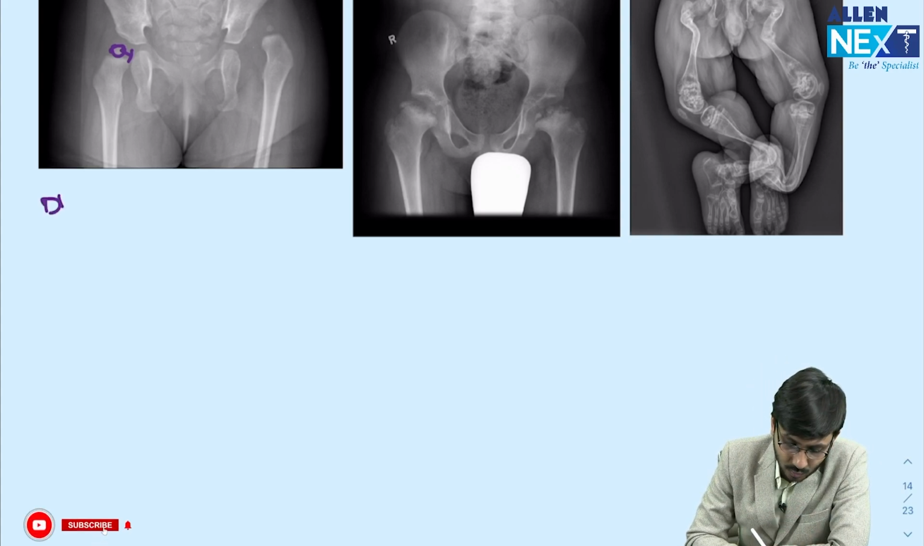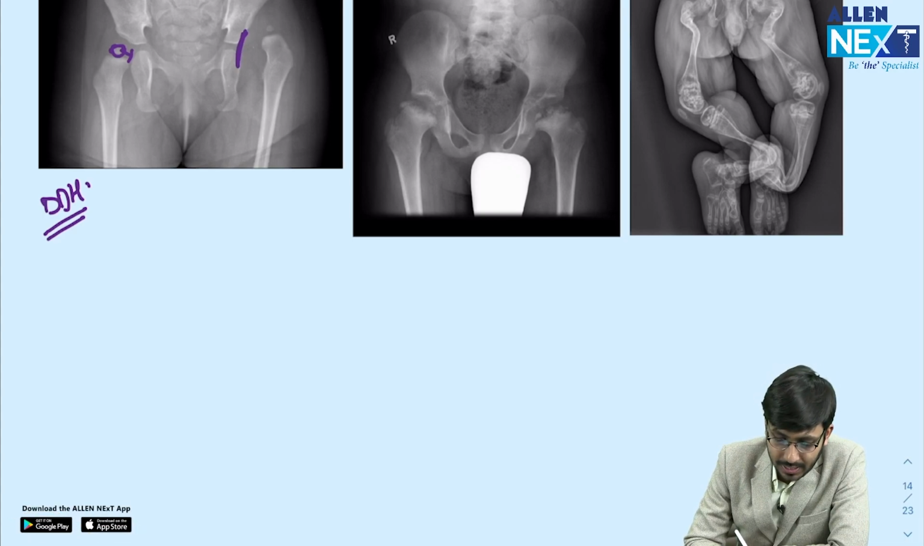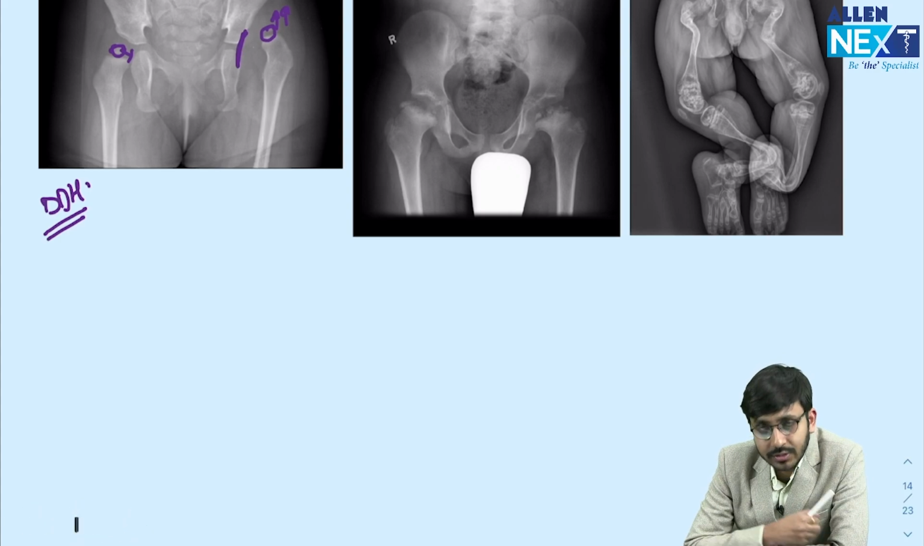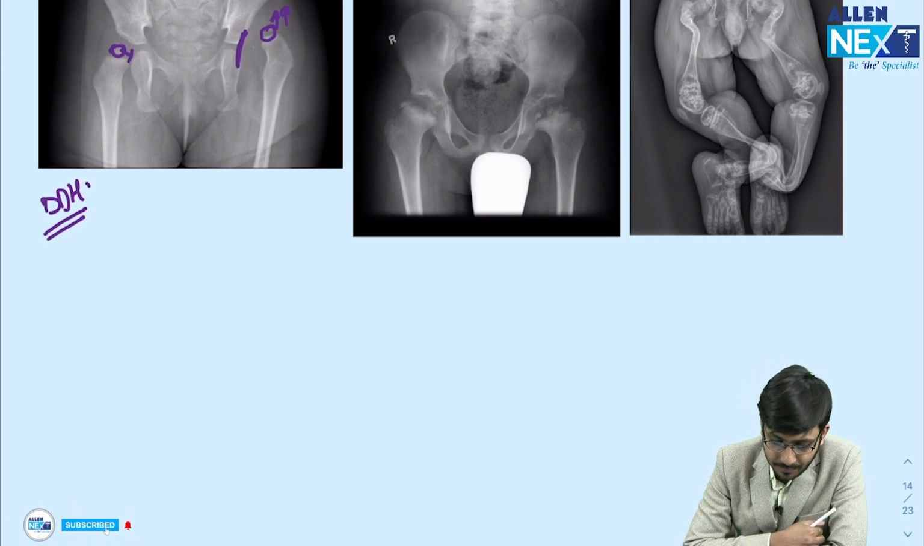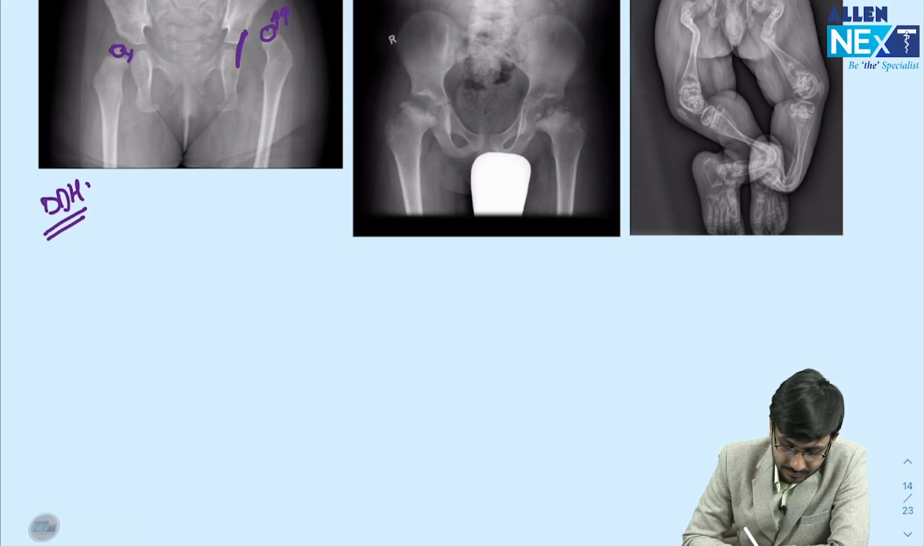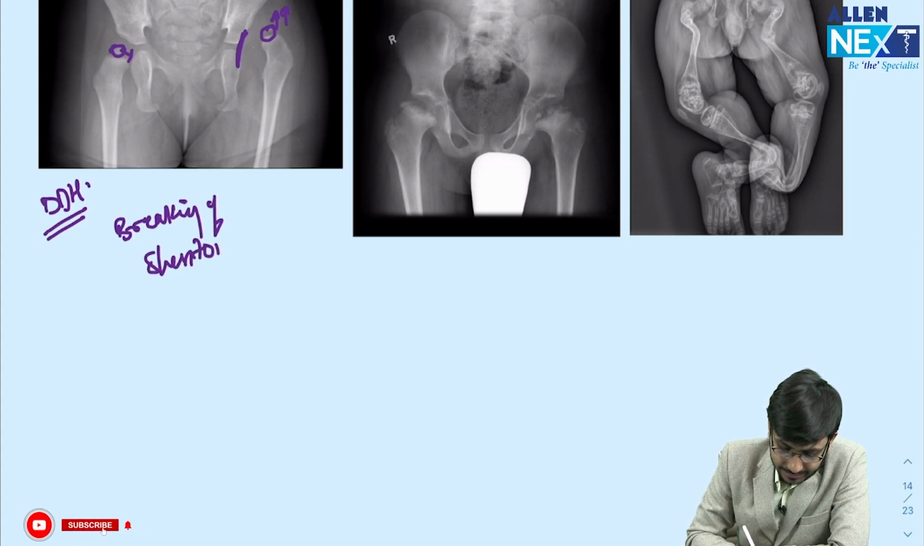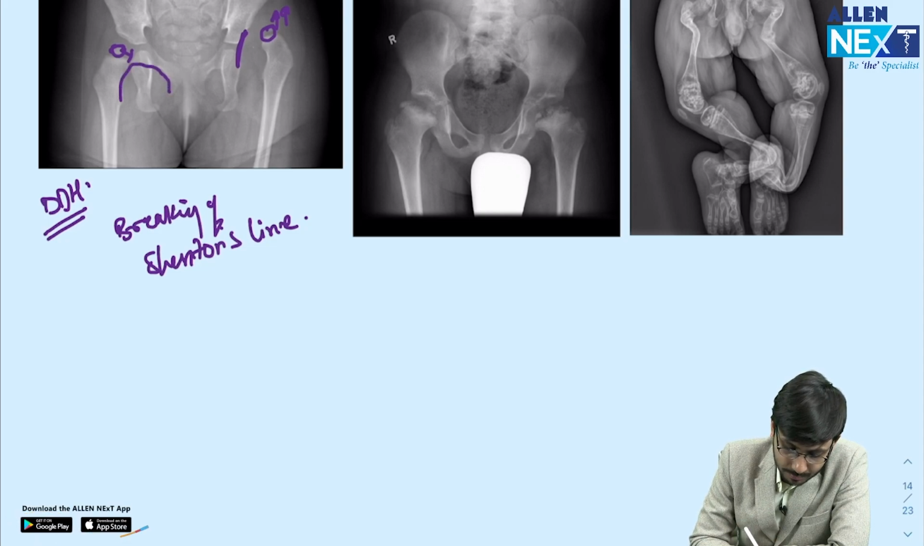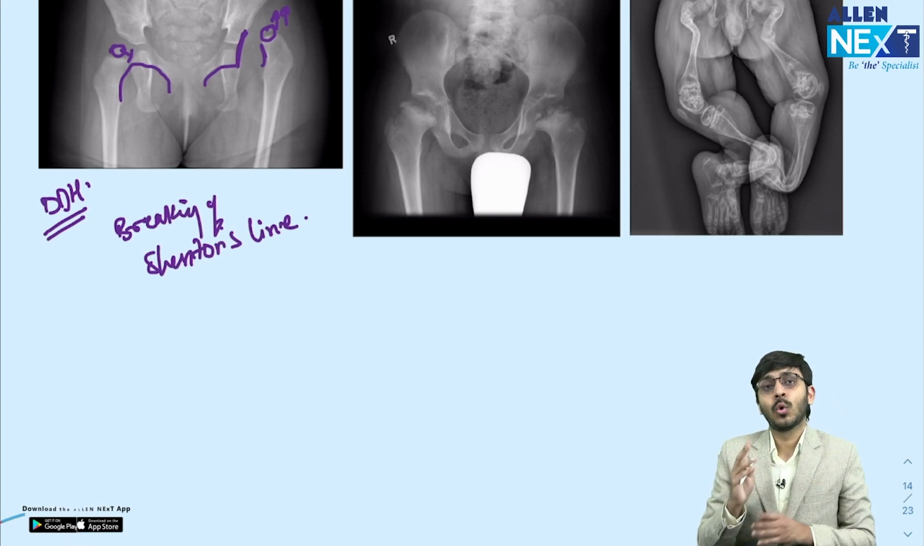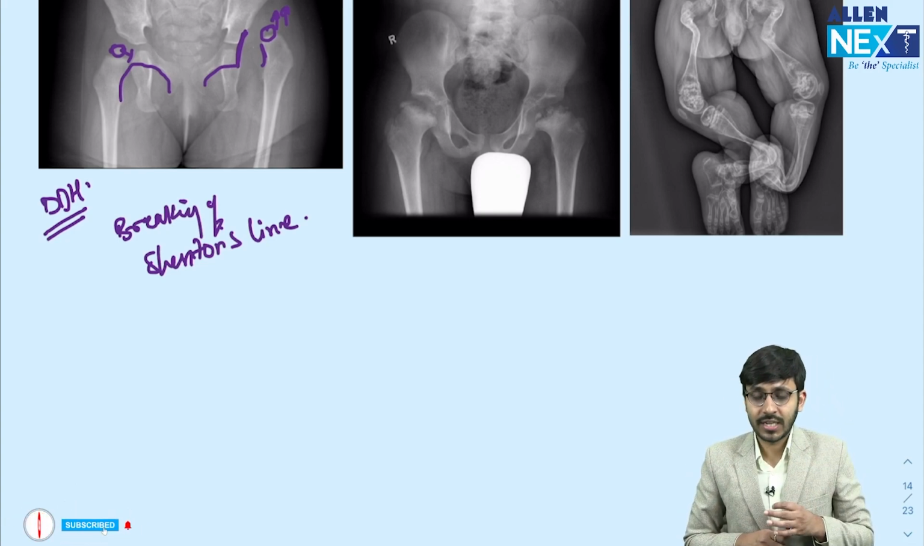Now in DDH, what happens? There is flattening of the acetabulum, right? So the femoral head dislocates posterior superiorly. This is one of the signs of DDH, and also the Shenton's line is broken. Another is breaking of Shenton's line. Okay, so this is the Shenton's line that is normally present. It is broken here. The femoral head is dislocated superiorly, so there is breaking of the Shenton's line.